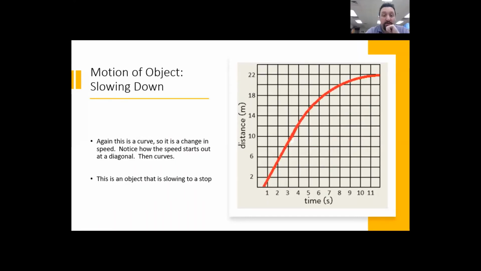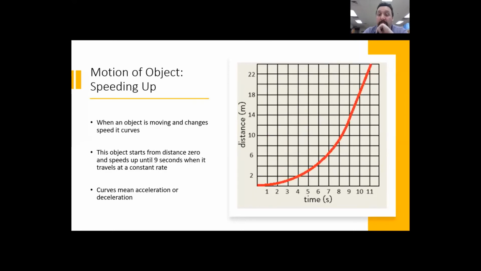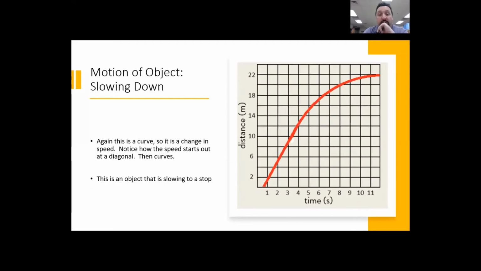Now we have another one. This is also a curved line, but in this case, it's curved the other way. What this means is it's slowing down. So we have the car moving at a steady rate, and then it's slowing down, slowing down, until it reaches a flat point, and then it has stopped. So if it's curved up, it's moving faster. If it's curved downwards, it's moving to a stop.